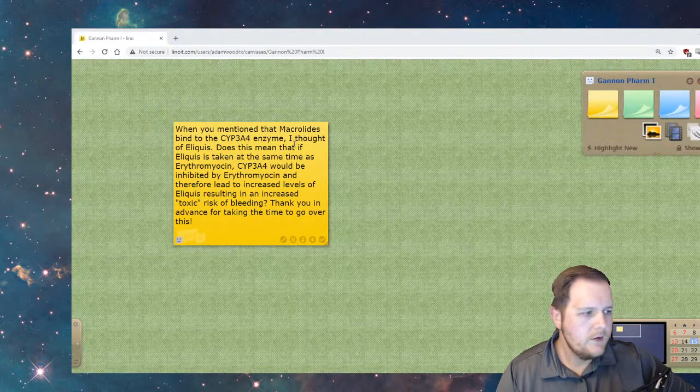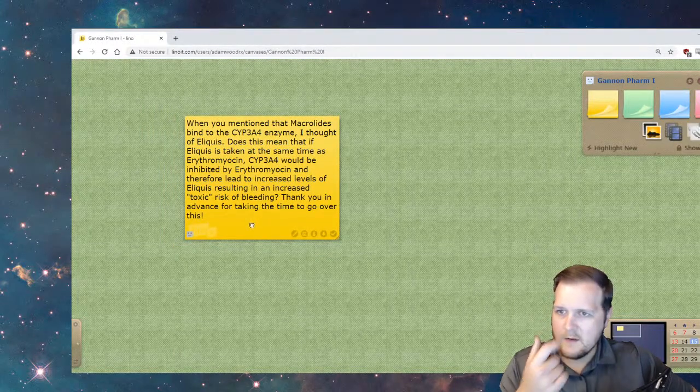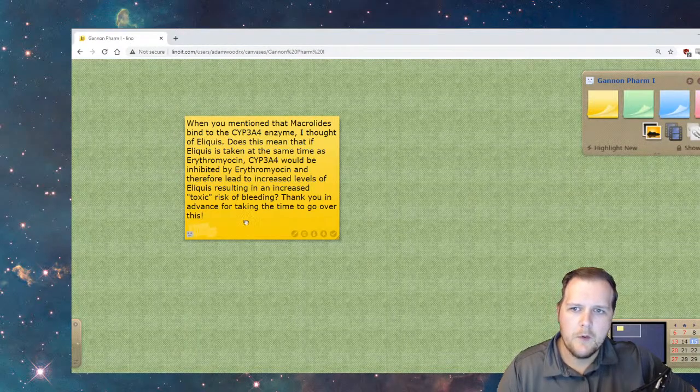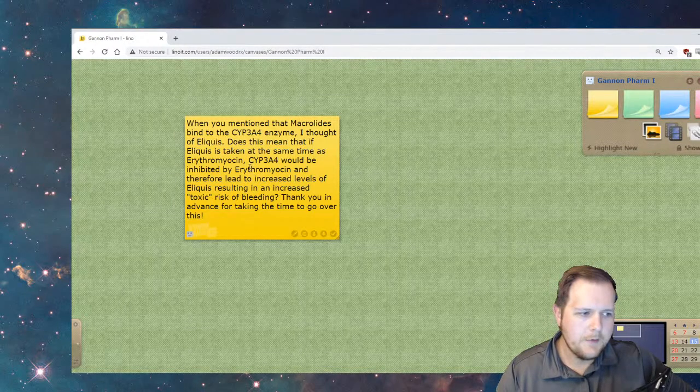I did have a question up here so far on the sticky board. It's a good one, I think. It says, when you mentioned the macrolides bind to the CYP3A4 enzyme, I thought of Eliquis. Does that mean that if Eliquis is taken at the same time as erythromycin, CYP3A4 would be inhibited by erythromycin, and therefore lead to increased levels of Eliquis, resulting in increased toxic risk of bleeding? That's absolutely what could happen.